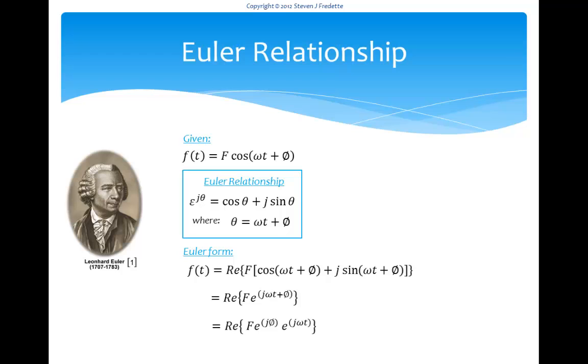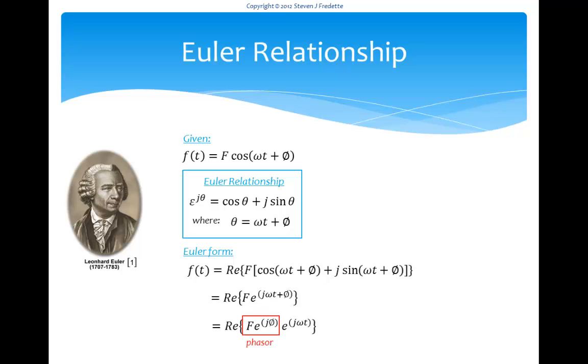And now using a property of exponentials, so for example, if we have e to the a plus b, that can be written as e to the a times e to the b. So that's the identity I'm showing there. And what we'll see in red here is our phasor. So our phasor has a magnitude f and a phase angle of phi.